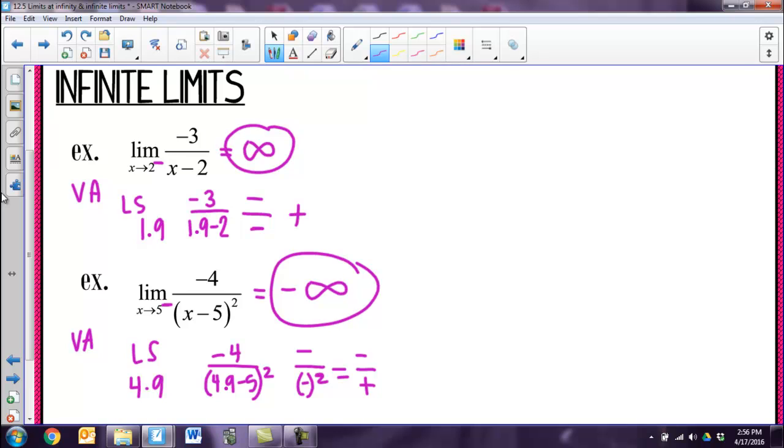So if you're looking at something that has a limit as x goes to infinity, that's a horizontal asymptote. That's an end behavior issue. If you're looking at a vertical asymptote, that's when you get to just plug in a number.